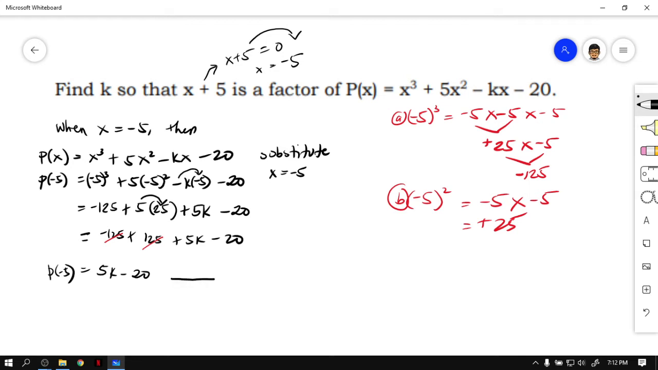Pagdating mo doon, you have to equate the given equation to 0. Okay? Paano yung gagawin 0? So, yung P of negative 5 mo, gagawin mo siyang 0. Okay? Kasi nga, ang x plus 5 ay factor naman daw nito. Para maging factor niya, ibig sabihin ng remainder ng P of negative 5 mo, dapat 0. So, equate mo siya sa 0. Is equal to 5k minus 20.